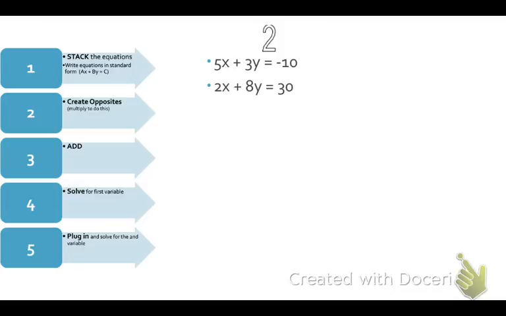In this next practice problem, it's not as obvious how to create a pair of opposites. I can't just multiply one of my equations by something to do that, or I would introduce decimals. So I'm going to look at the x's this time. I've got 5x and 2x. The least common multiple of 5 and 2 would be 10.